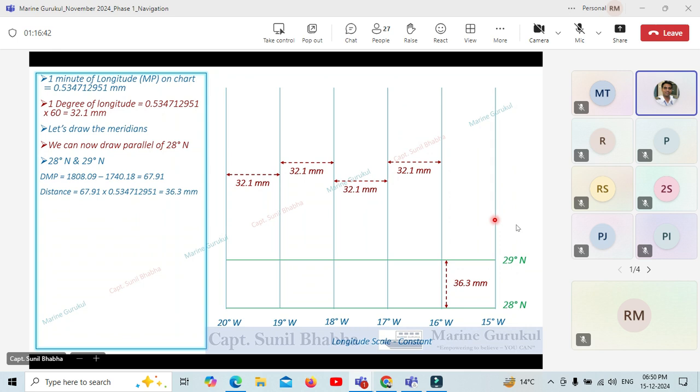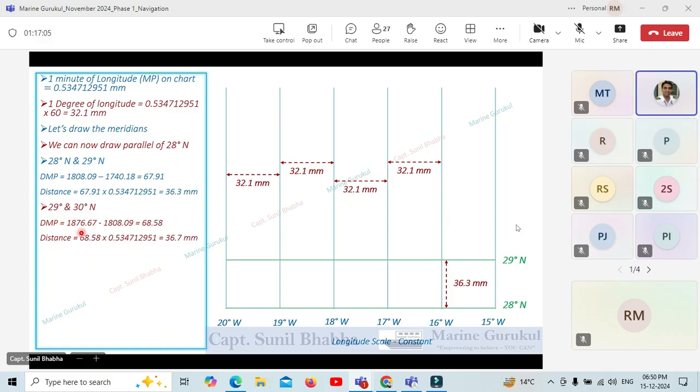Now following the same procedure between 29 and 30. Be careful here. The gap between all the meridians remained the same throughout the chart, but the gap between the parallels of latitude will not remain the same. So we will have to calculate the gap between two parallels for every latitude. So let's try to find it out for 29 and 30.